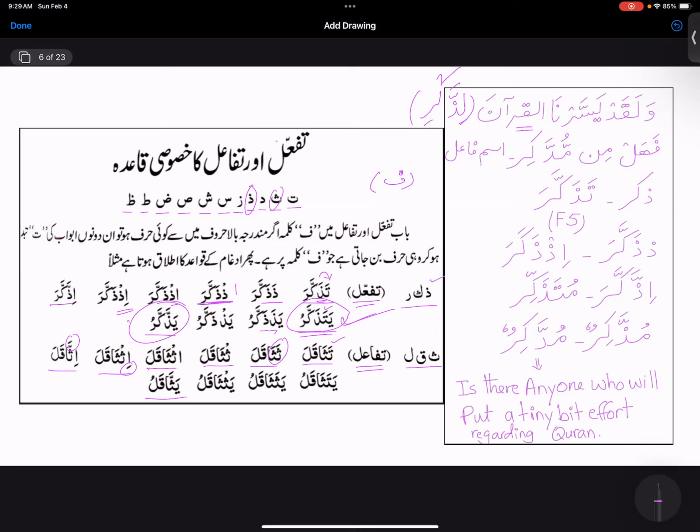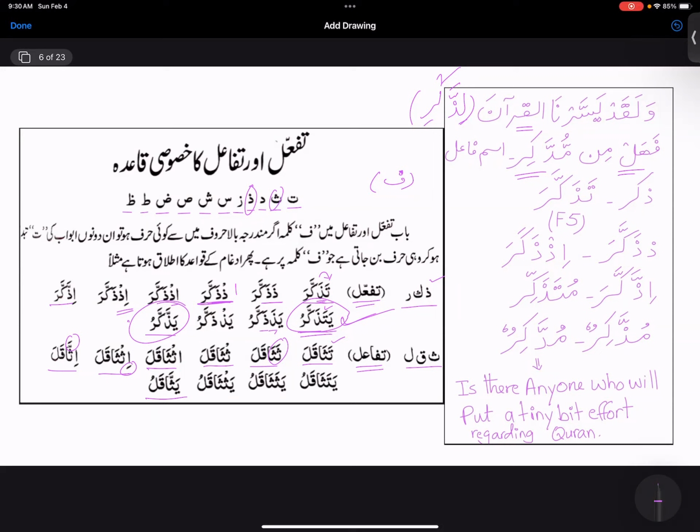Now comes fahal. So this is a question, mim muddakir. What is this word muddakir? So is there anyone who is going to put a little effort to remember it, or to put a little effort in learning the Quran, in doing anything related to the Quran? So what is that muddakir? This is from form 8, no? Ifta'ala, where the zal changed to dal. Yeah. So this is basically muddakir.